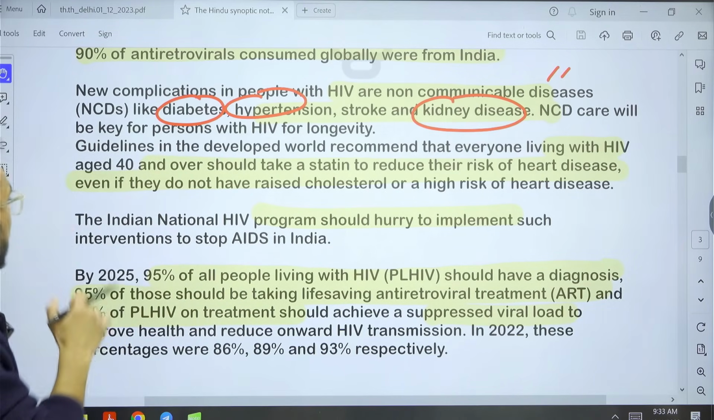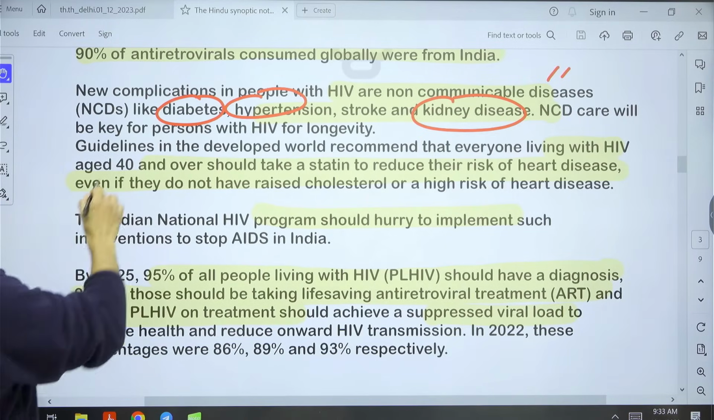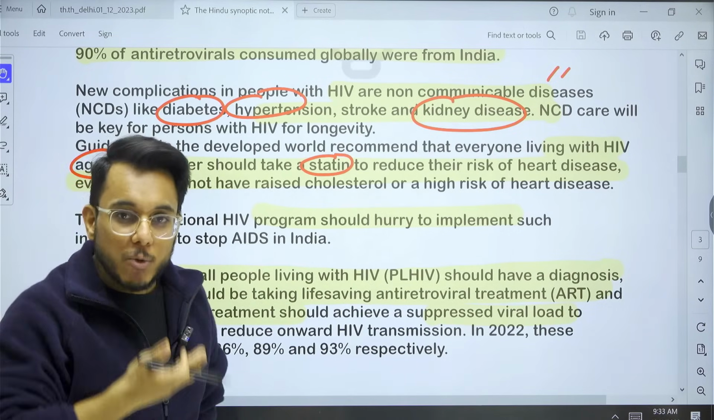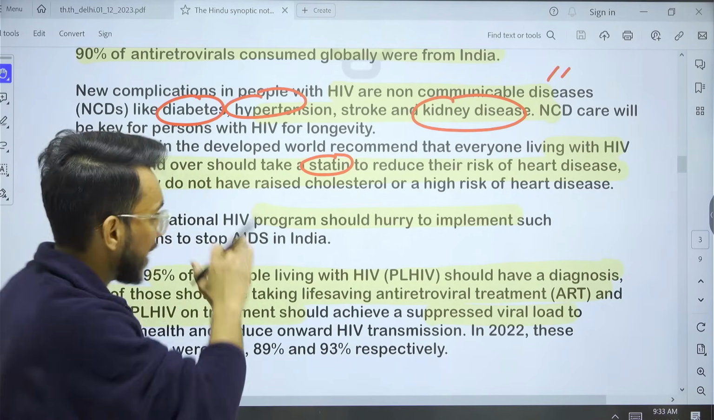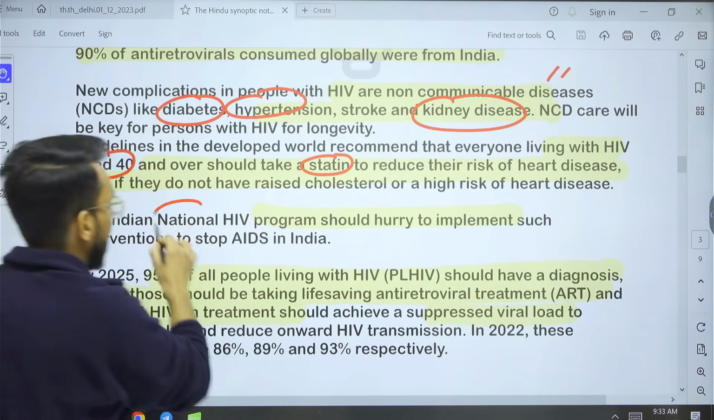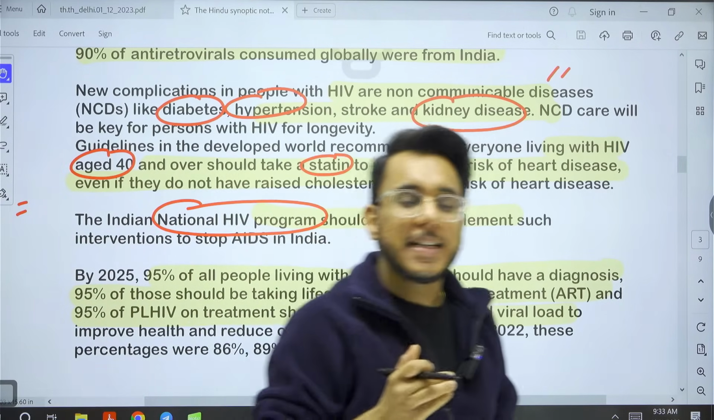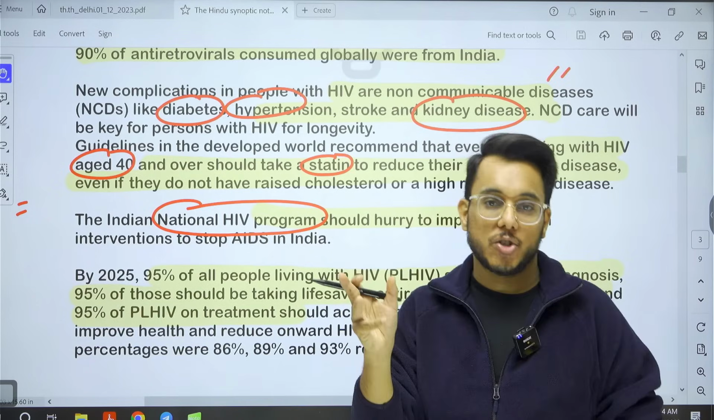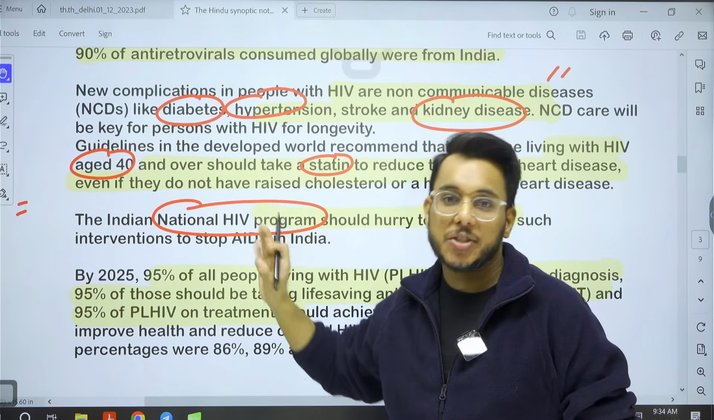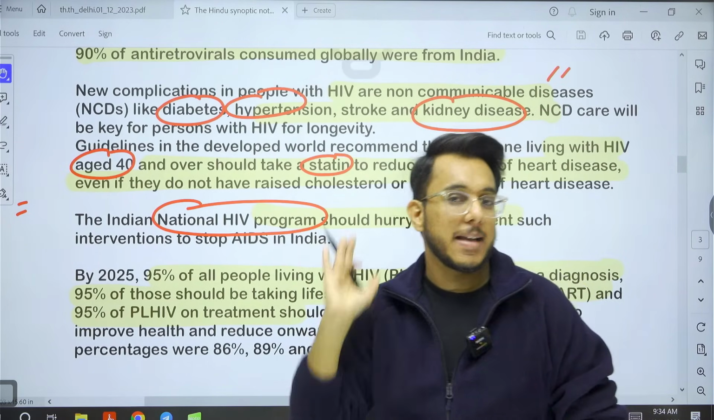Now, guidelines developed by WHO recommend that people living with HIV who are aged above 40 should take statins to reduce their risk of heart disease. But even this has not been implemented. Now, in India, we have the national HIV program. India's national HIV program needs to be re-envisioned and needs to become WHO compliant, and all the recommendations, such as giving statins and antiretroviral therapy, should be implemented and made accessible to everyone.